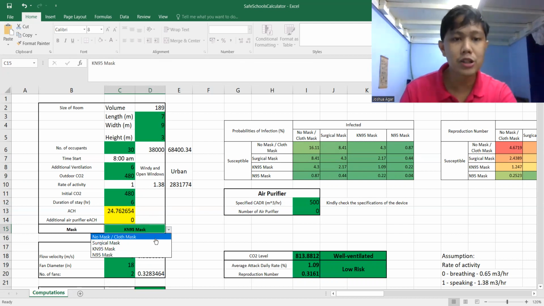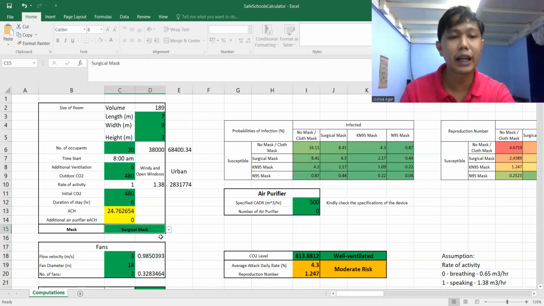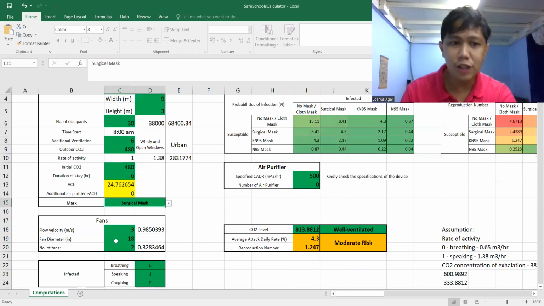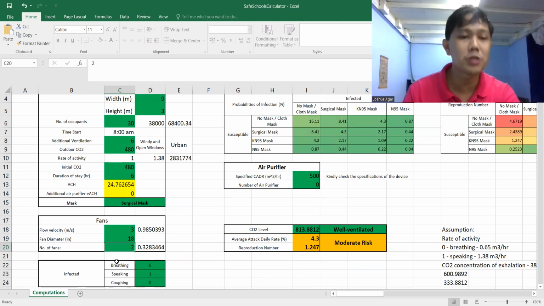So we're going to assume only cloth mask, surgical mask, KN95 mask, and N95 mask. Another provision that we will be introducing in our recommendations is either putting up exhaust fans within the walls or, as an adjunct, electric fans pointing to the windows, so serving the same. So we could be indicating the flow velocity of the fans, the fan diameter of those fans in terms of inches, then the number of fans that are pointing towards the windows.